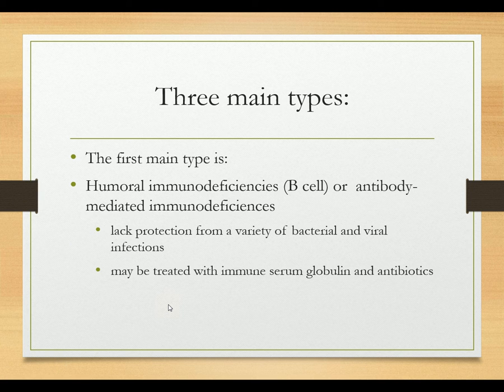Number 1, the first type of primary congenital immunodeficiency is called humoral. I thought B cell, did you? Immunodeficiencies are also known as antibody-mediated. Now, with this one, we lack protection from a variety of bacterial and viral infections, particularly respiratory. Now, it can be treated. It may be treated with immune serum globulin and antibodies depending upon the type that they have.